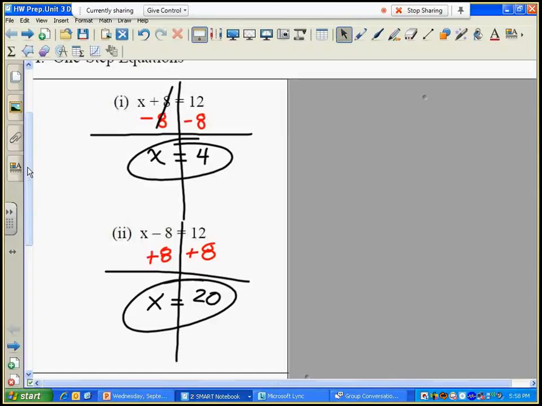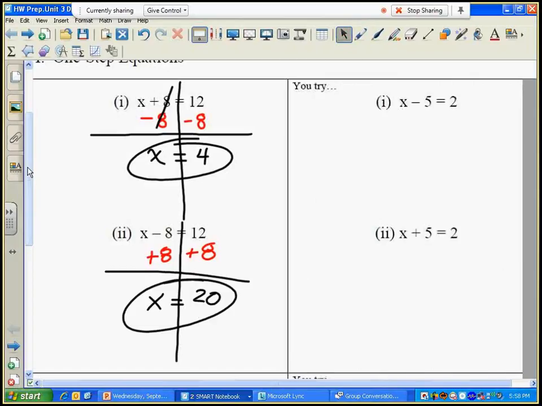Take a moment to work these problems on the right. Make sure you include your vertical bar and also your horizontal action bars. Let's see what you get.